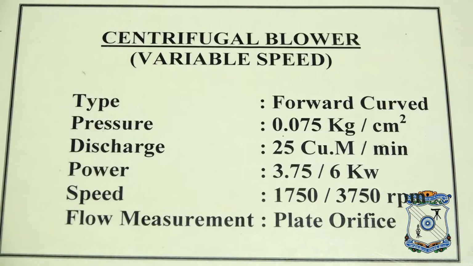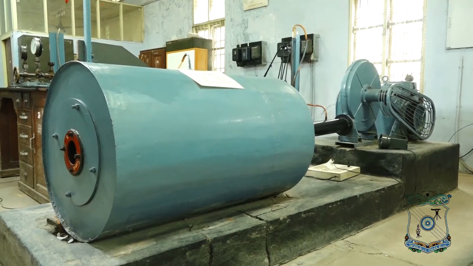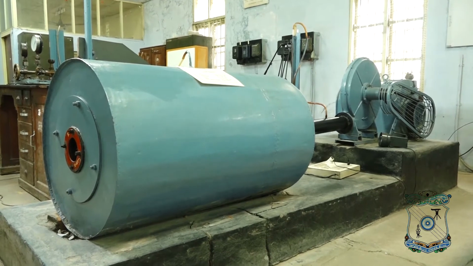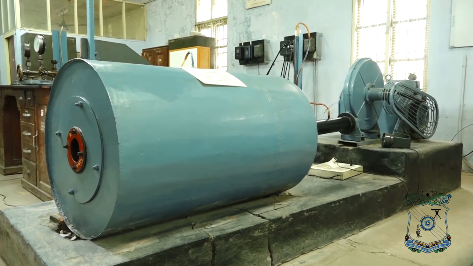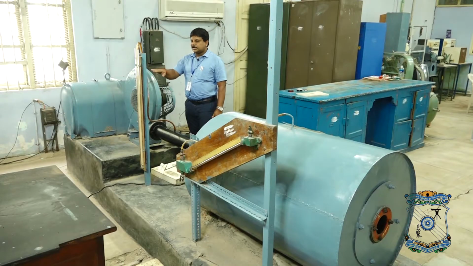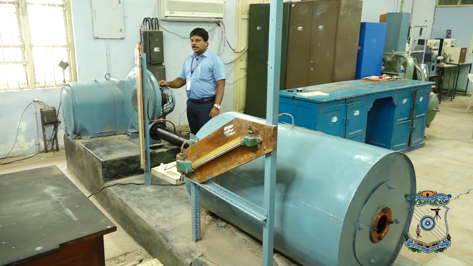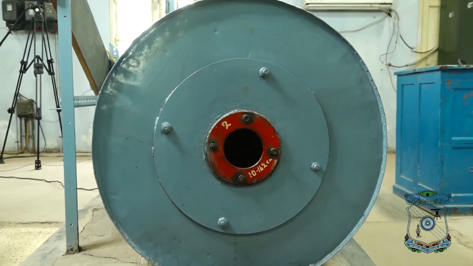So now we are going to see the experiment that is going to be conducted on this variable speed air blower. This is the experimental setup meant for this variable speed air blower. Here we have a motor and a blower. This blower is connected with a U-tube manometer, and here you can measure the static head with the help of the change in the liquid level in the manometer, and then there is a drum.